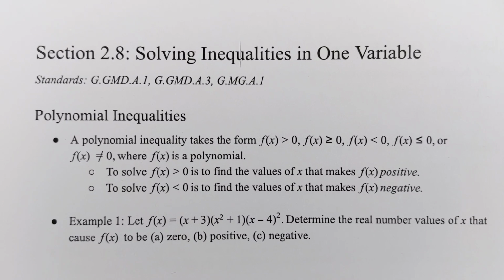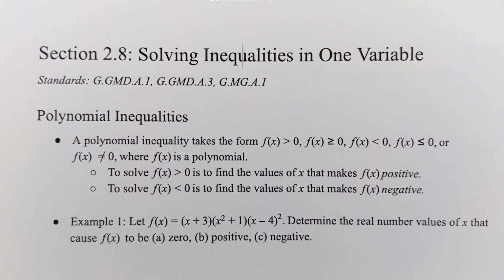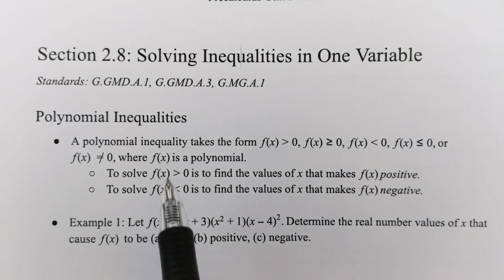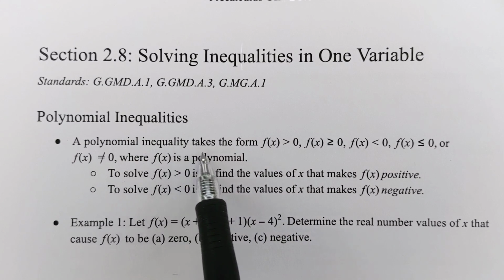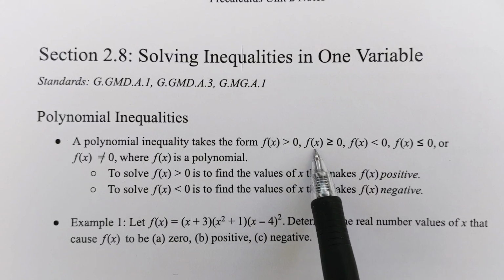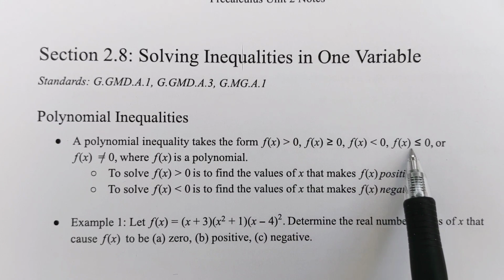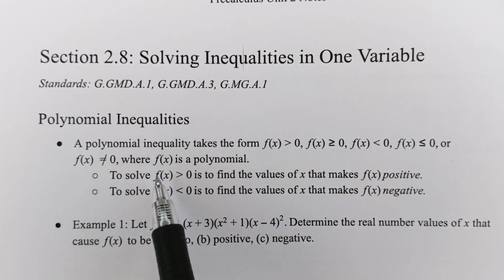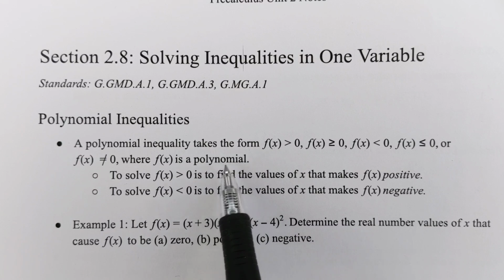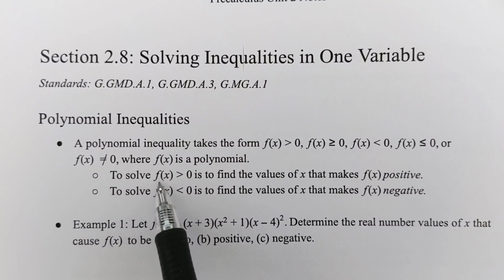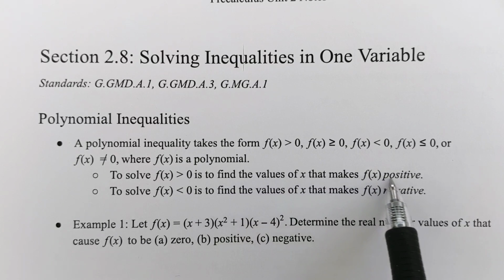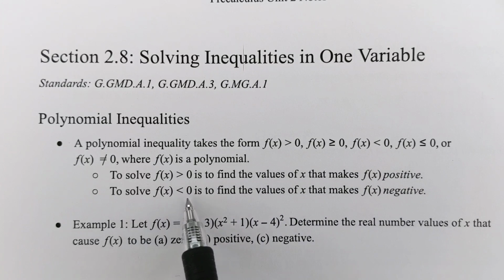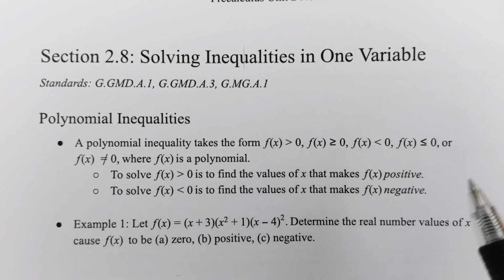Okay, we've got the notes for section 2.8, solving inequalities in one variable. So we'll start with polynomial inequalities. A polynomial inequality takes the form f of x is greater than 0, greater than or equal to 0, less than 0, less than or equal to 0, or not equal to 0, where f of x is some polynomial. To solve f of x greater than or equal to 0 is to find the values that make the graph of the function positive. If it's less than 0, you're finding the values that make the function negative.